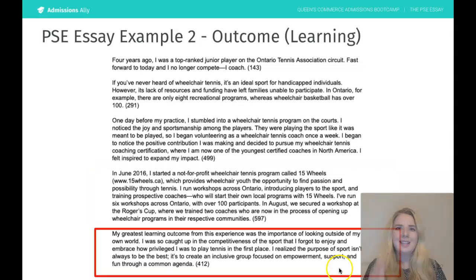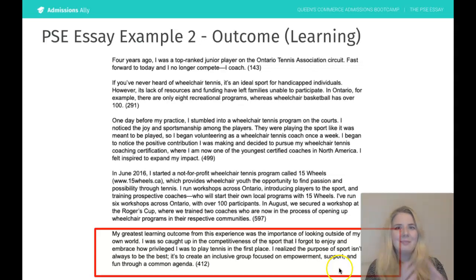And finally, the last section is about your learning. So my greatest learning outcome from this experience was the importance of looking outside of my own world. I was so caught up in the competitiveness of the sport that I forgot to enjoy and embrace how privileged I was to play tennis in the first place. I realized the purpose of sport isn't always to be the best. It's to create an inclusive environment focused on empowerment, support, and fun through a common agenda.